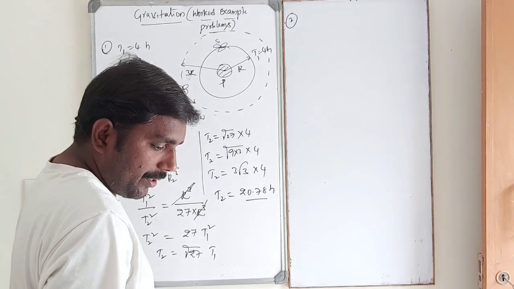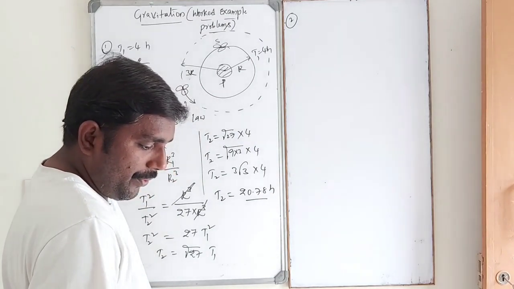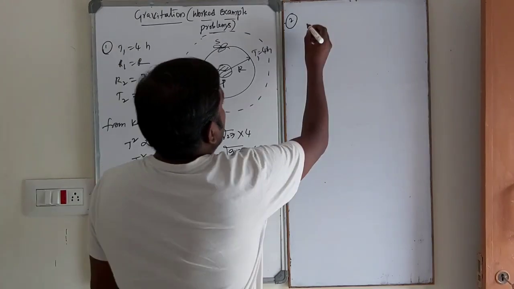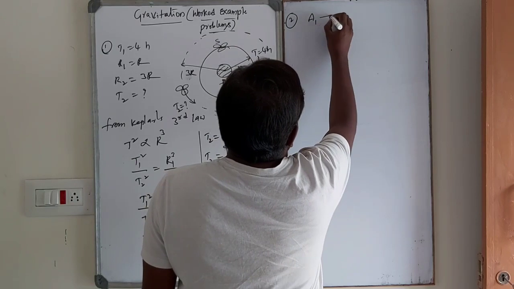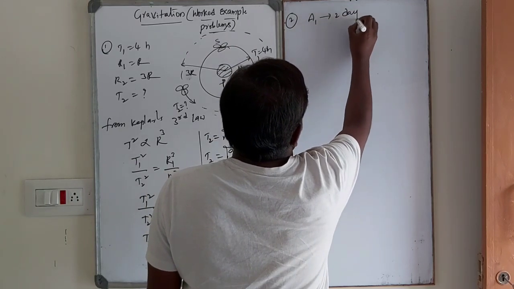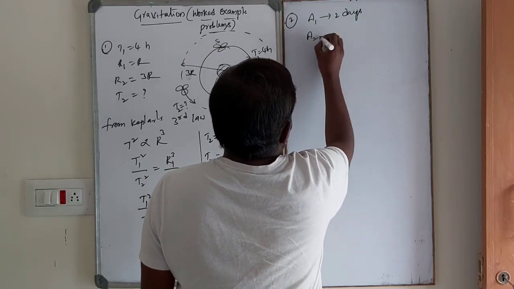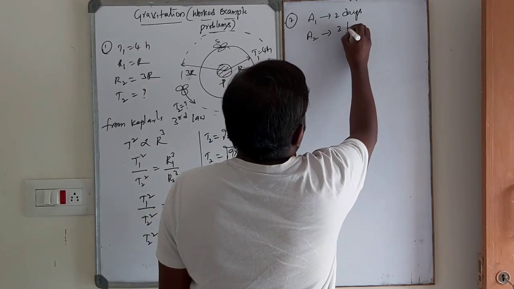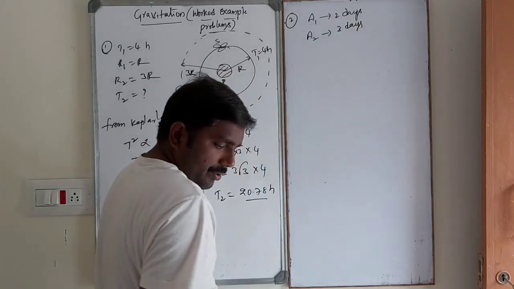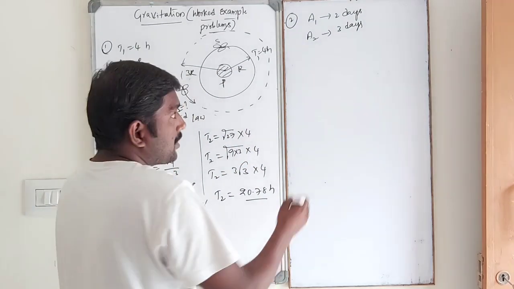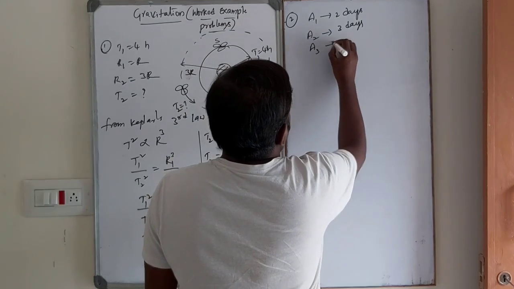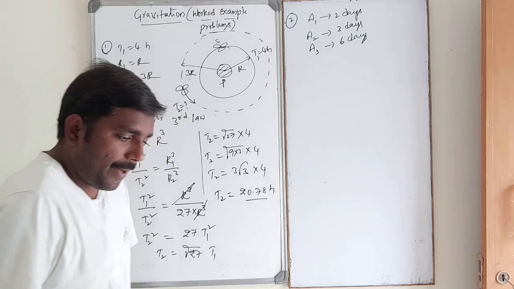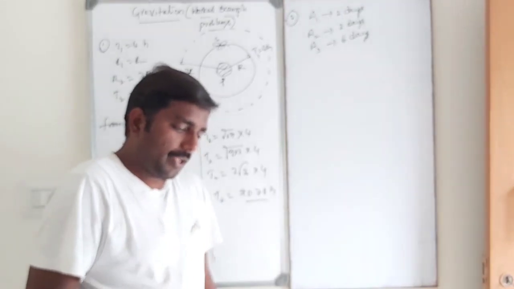A planet moving around the sun sweeps area A1 in 2 days, A2 in 3 days, A3 in 6 days. Simple CET problem. A planet moving around the sun sweeps area A1 in 2 days.